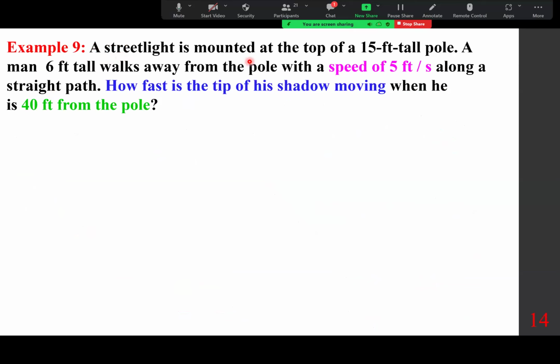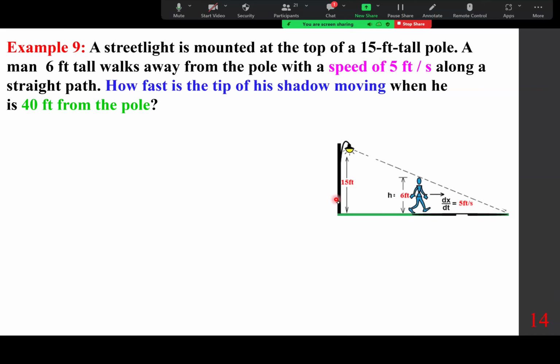Example 9. A street light is mounted at the top of a 15-foot tall pole. A man 6 feet tall walks away from the pole with a speed of 5 feet per second along a straight path. How fast is the tip of his shadow moving when he is 40 feet from the pole? Definitely, I need the drawing. So it looks something like that. Here's the pole, 15 feet tall. Here's the light. Here's the man, 6 feet tall. And he is moving at this speed, 5 feet per second, going this way.